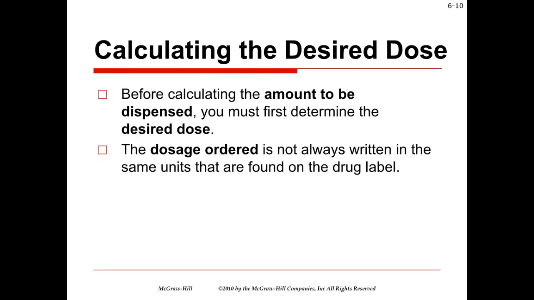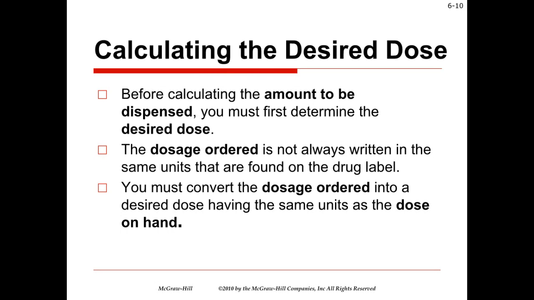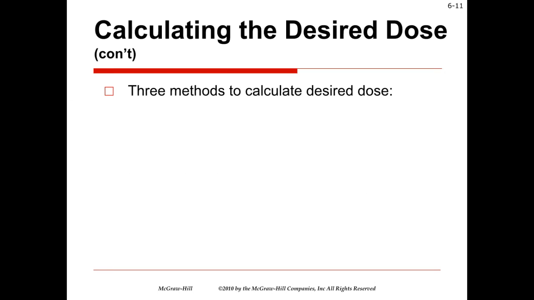When we talk about tablets and suppositories, they have to be scored, which means they have to have a line down them. They have to be scored before we can break that pill apart. If it is not scored, we cannot break that medication into smaller doses. Okay? So remember that. Tablets and suppositories must be scored, or have a line down them, before we can break them apart. You must convert the dosage ordered into the desired dose so that they have the same unit of measure. There are three ways to calculate it.